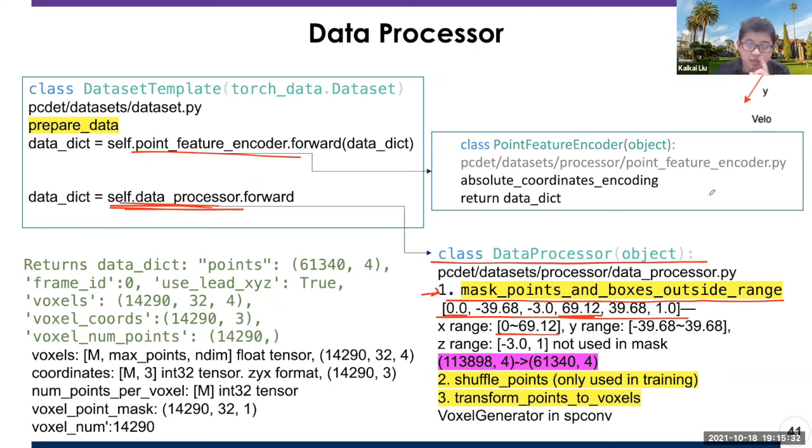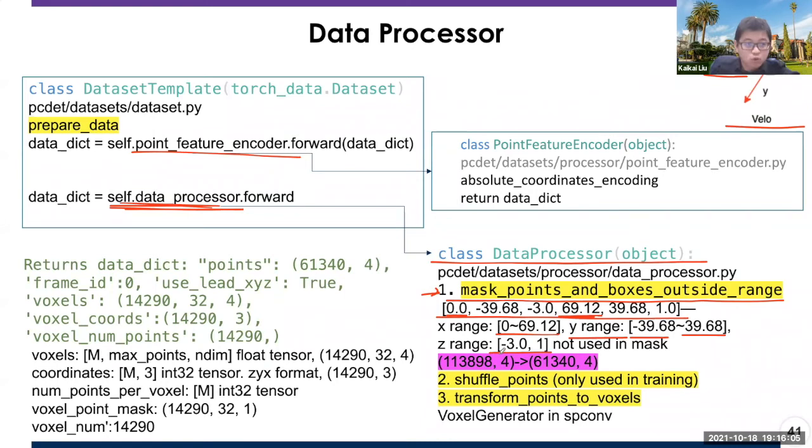And based on the velodyne coordinate in KITTI, X is facing to the front. So that means facing the front from 0 meters to 69.12 meters. The Y range, Y is the left and the right side. So you can have minus 39 meters on the left side to 39 meters on the right side. And height is the Z range. Z range is -3 meters to 1 meter.